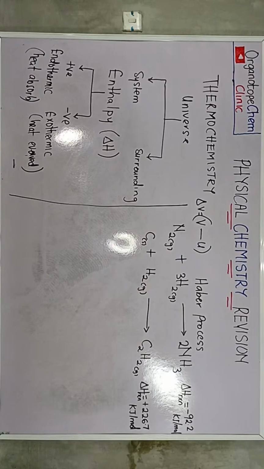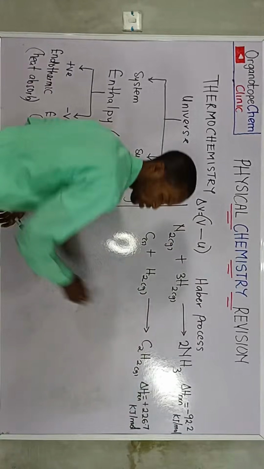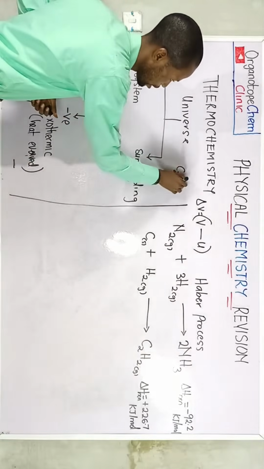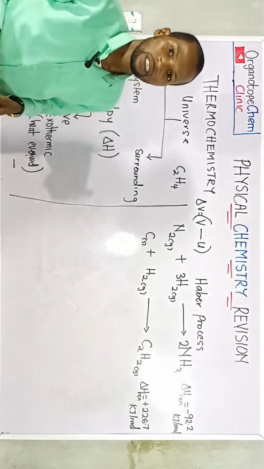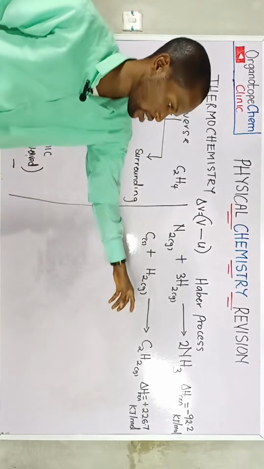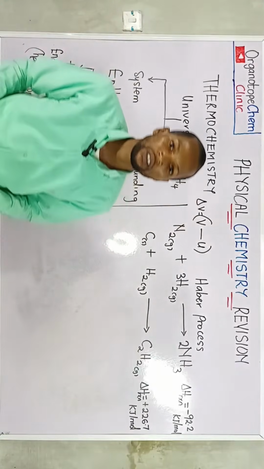I hope we are not having issue with the visibility. Someone said ethylene. Ethylene is a general name for ethene, and this is not ethene. Ethene is C2H4. So the general name for ethene is ethylene. So what is the IUPAC name of this compound?